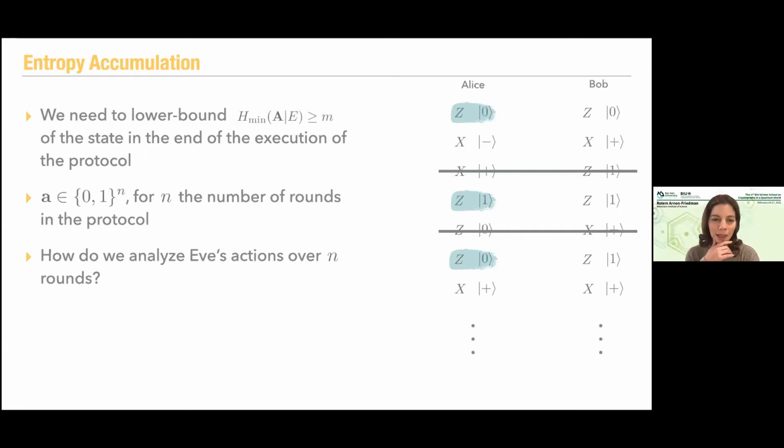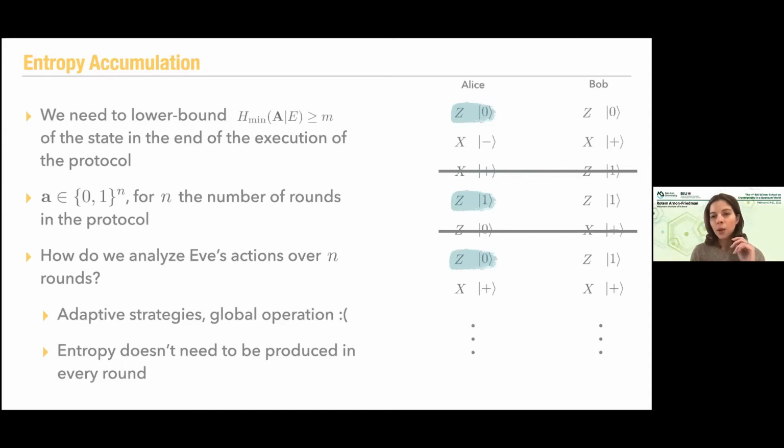The question is, how do we analyze Eve's action over these n rounds? This protocol has many rounds, and she can do adaptive strategies and global operations on everything that she has. It can be very, very complicated. Maybe in this round we got a random bit, some entropy, but in another round she did something completely different and we don't get entropy. Sometimes she manages to choose the right basis and measure, and then she doesn't disturb the state; sometimes she doesn't. There is no reason to believe that every round looks the same and creates the same amount of entropy, so it's not clear how to determine how much entropy we collected globally over the entire protocol.